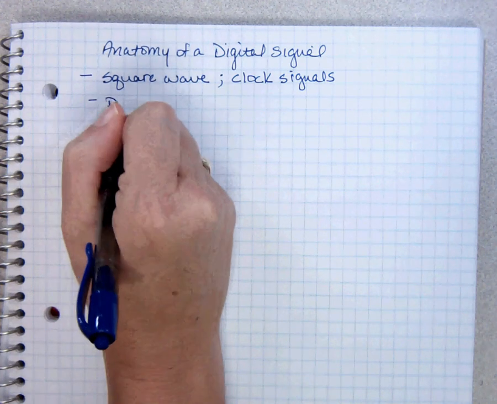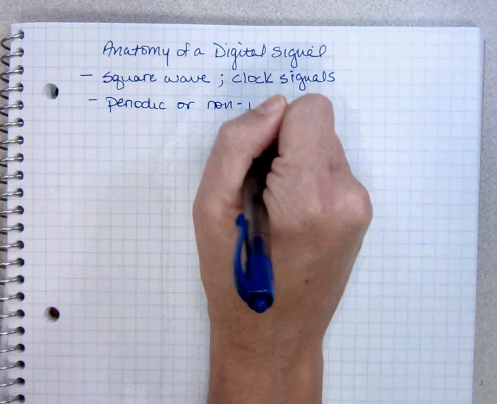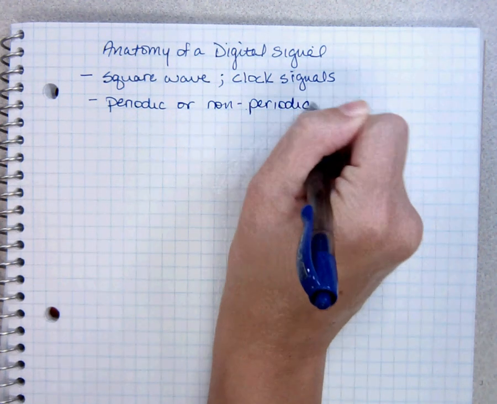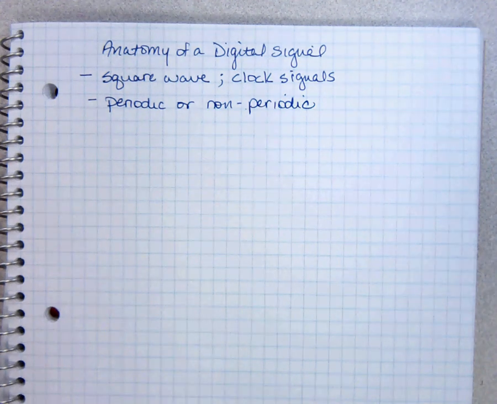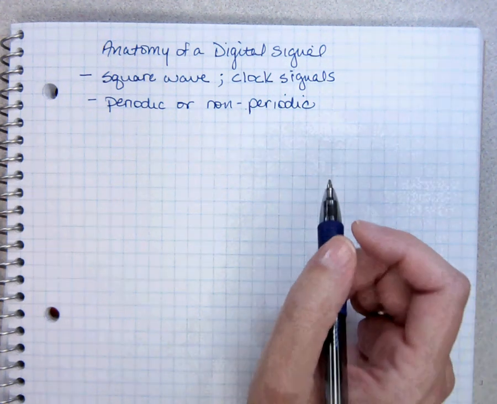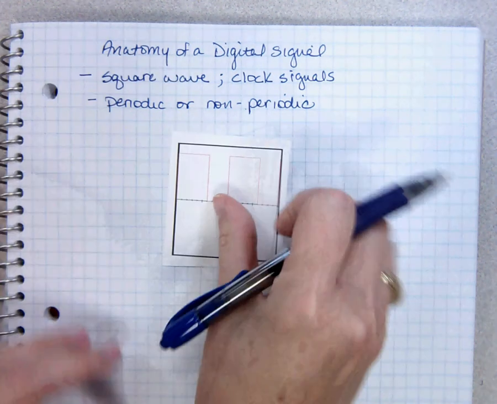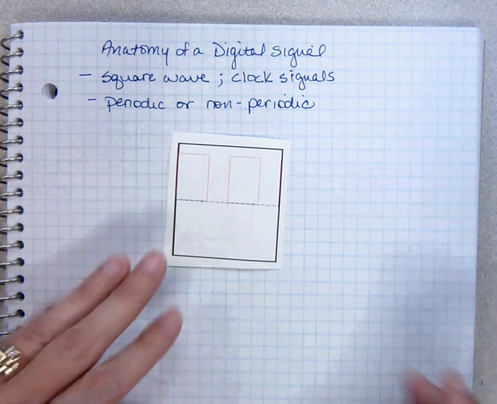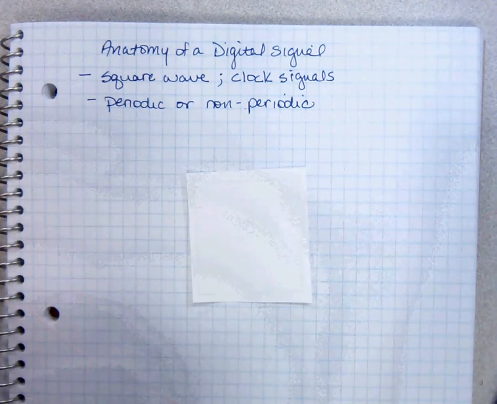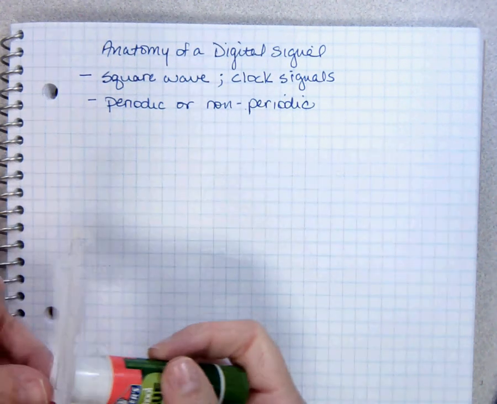Digital signals can also be periodic or non-periodic. So periodic would mean it has a definite period with a cycle happening every certain number of seconds. Non-periodic means the highs and lows aren't cyclical. Okay, so let's look at this picture here. We're going to do the same thing that we did with the analog signal and discuss some of the terminology that we use in describing those signals.